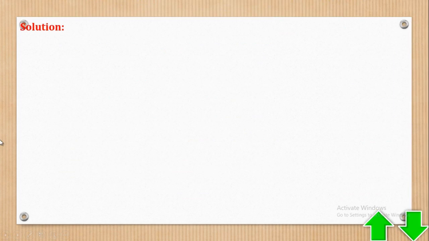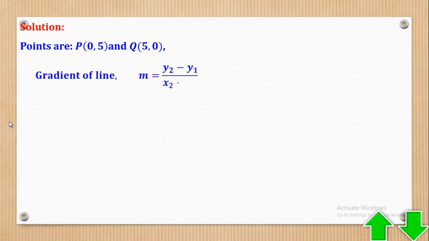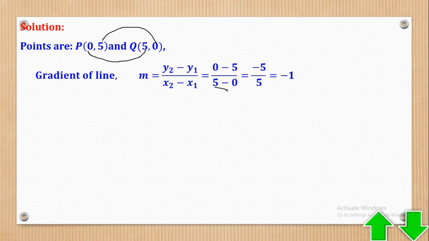So here we shall say that now that we know 2 points on the line, we can get the gradient. The gradient of the line will be equal to change in y over change in x. These are the y coordinates, so change in y will be 0 minus 5, and change in x will be 5 minus 0. So this gives me negative 5 and positive 5, and when I divide, I come up with negative 1 as my gradient.